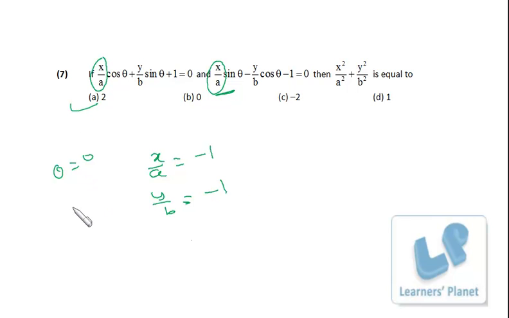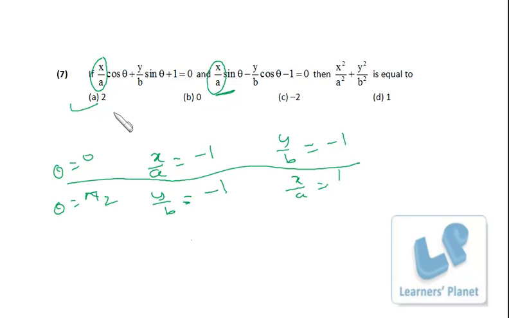Similarly, if you wish to verify it, you can take theta as pi by 2 also. So in that case, y by b is equal to minus 1 from here, and x by a will be equal to 1. Right? So further, if you do square, you will be getting minus 1 square, that's 1 only, and 1 plus 1, 2. So in both the cases, you are getting the answer as 2. If you wish to verify, no problem. Otherwise, in first go only, you should be able to mark the correct answer.